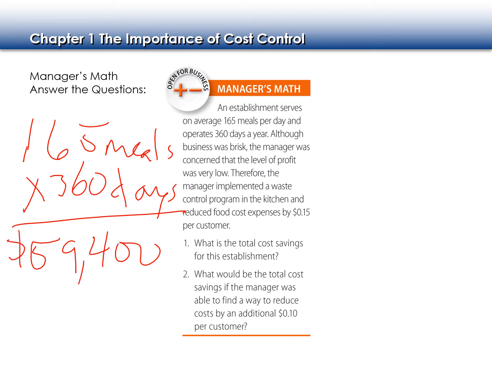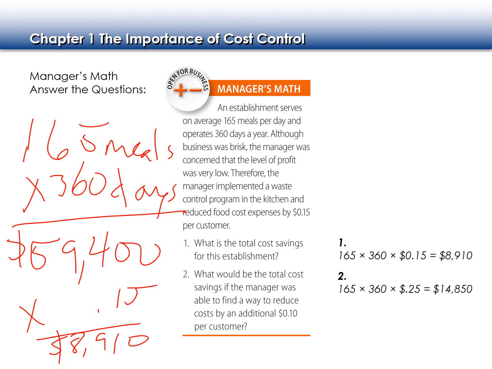It's all good. Okay, so now that's 59,000 meals, 59,000 customers that we are serving every year, by 15 cents. Now let's multiply by 0.15 and we get 8,900. That's a small car. That's a bonus for a manager. You saved me $9,000. Holy cow! By saving 15 cents per person. That's how our cost can really be affected.